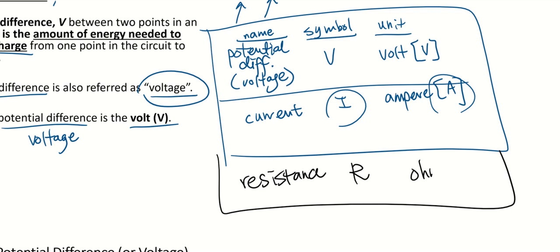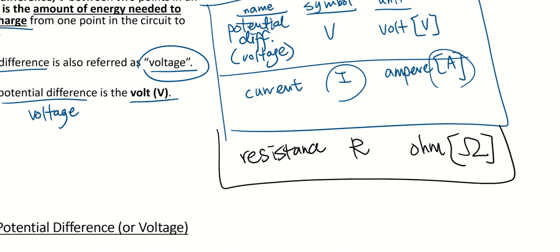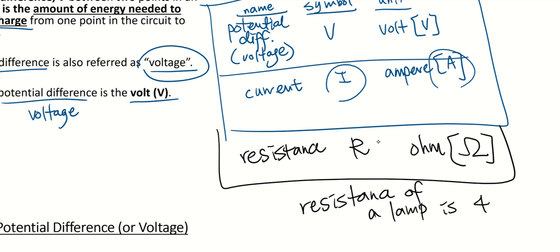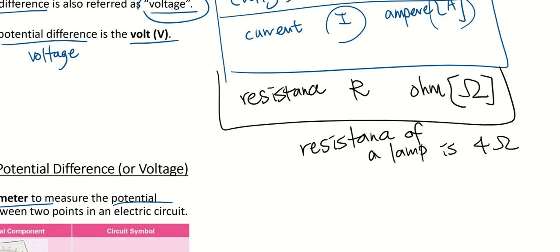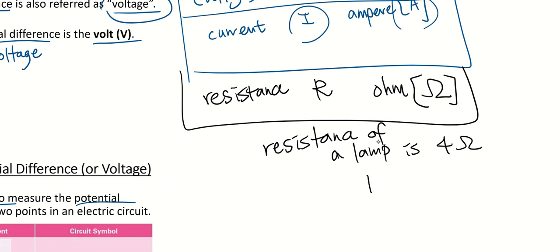The unit is called ohm, and the symbol omega is used to represent ohm, because ohm is O-H-M, right? It's quite troublesome to write all three of these, so we use the omega symbol to represent the unit ohm. So for example, if I were to write in a question, the resistance of a lamp is 4 ohm, I can translate it to R, because resistance is R, equals 4 ohm.